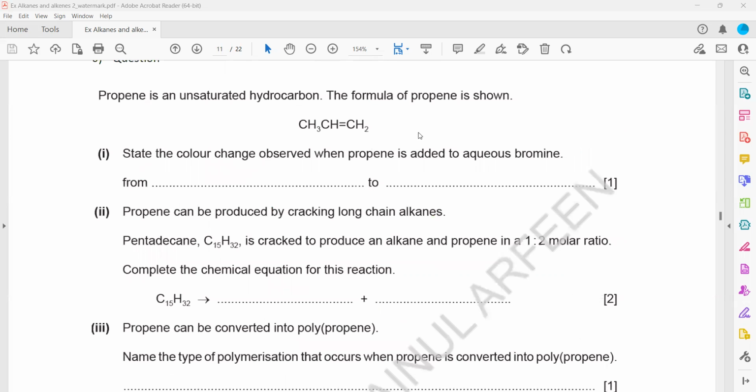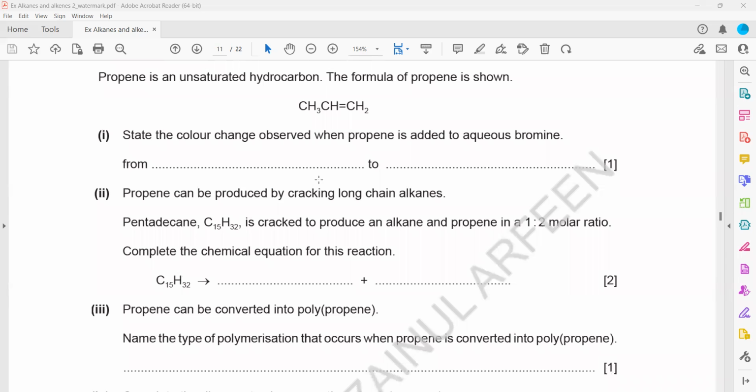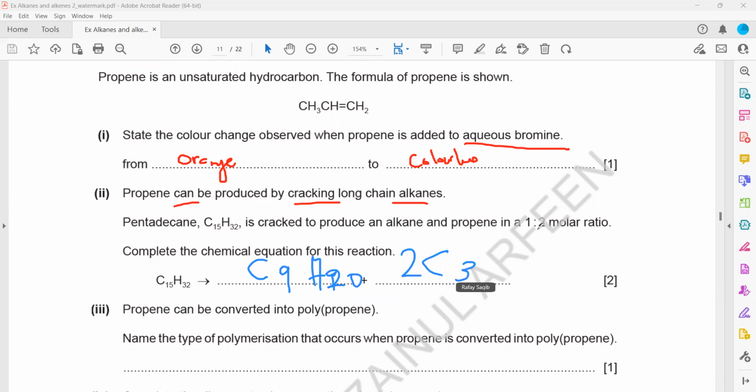In this question, propene is tested by adding aqueous bromine. Whenever you add aqueous bromine, what will be the color change? It will be from orange to colorless. Propene can be produced by cracking of a long chain alkane. Pentadecane, C15H32, is cracked to produce one alkane and two molecules in a ratio of 1:2, like it is producing two propene.